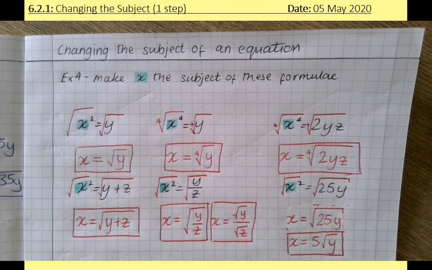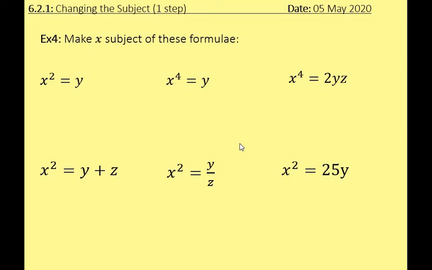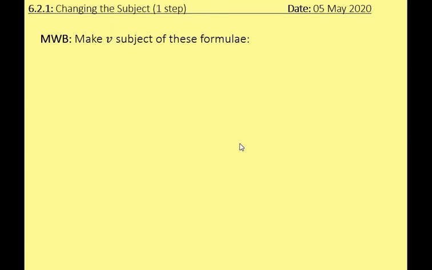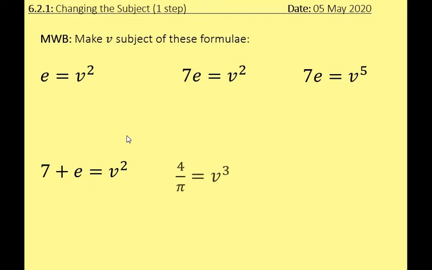So you're going to do 6 practice questions now by yourself. On this slide, you're going to be making V the subject. So here are 6 questions for you to have a go at. Pause the video and have a go at them. And the last one you can see is in a different colour, because I want you to think about your final answer for the last one. So pause the video now and have a go.